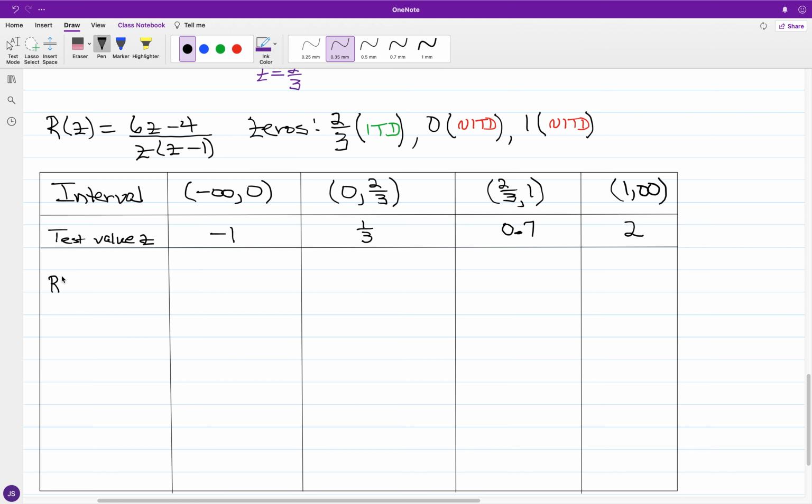So with r of z, we have (6z minus 4) all over z times the quantity of z minus 1. Now for r of -1: 6 times -1 is -6, minus 4 is -10. Then we have -1, and -1 minus 1 is -2. -1 times -2 is going to be +2. So for r of -1, this will reduce to -5.